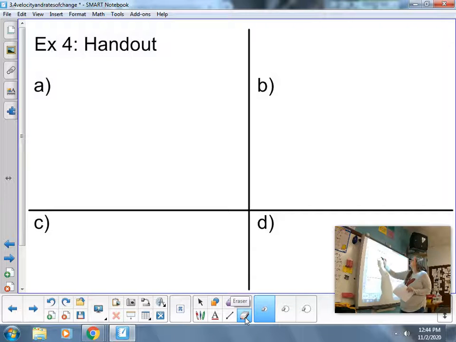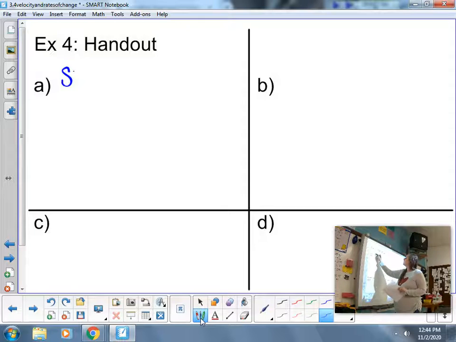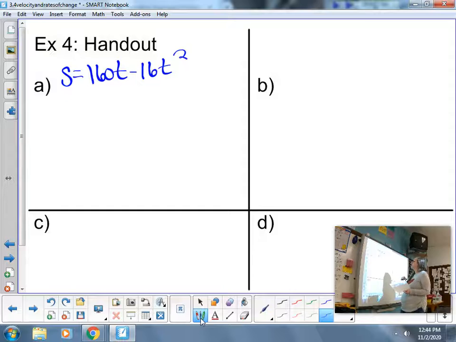Okay, so we have s equals 160t minus 16t squared. That is my position, and we want to know how high the rock went. There are a couple different ways you can think about this. You could look at this from an algebra standpoint. This is a negative quadratic, so it is something that's going to go up in the air and come back down again.